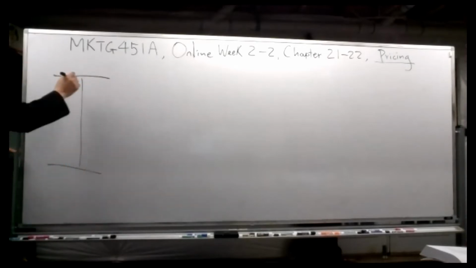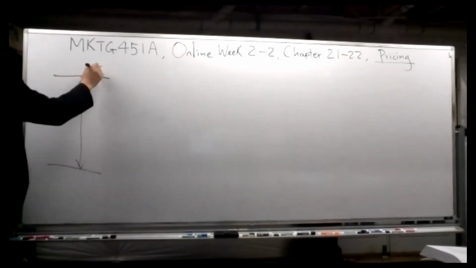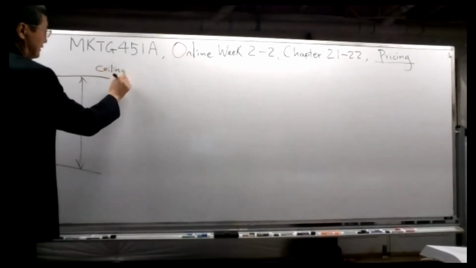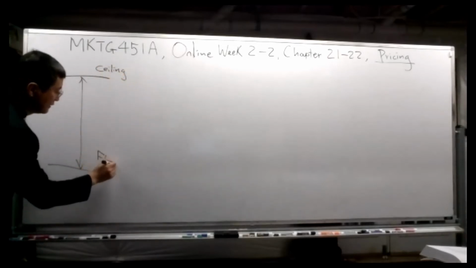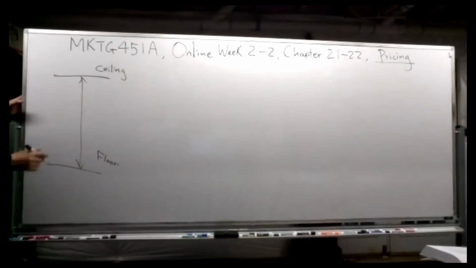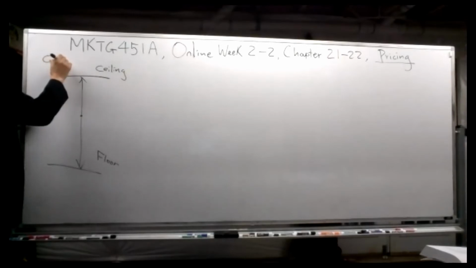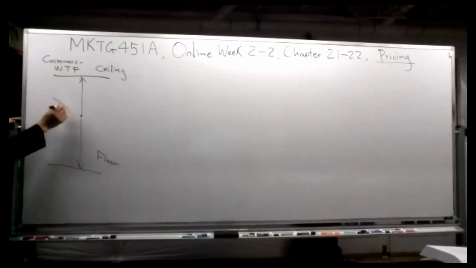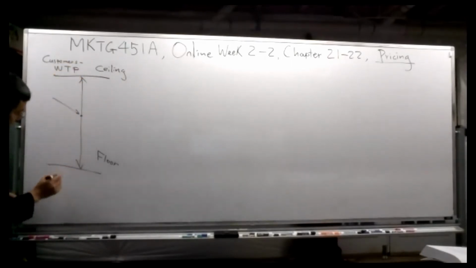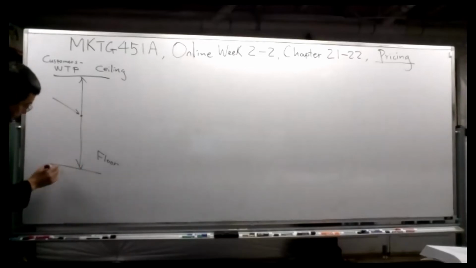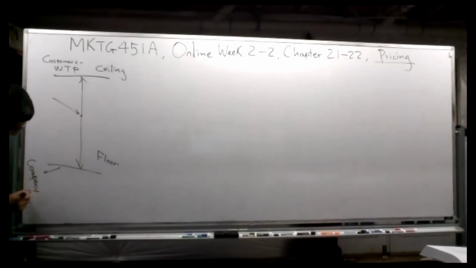So very quickly, ceiling, floor, all right, and then we got the 3 C's: customers, willingness to pay, and the floor is company cost, cost structure.